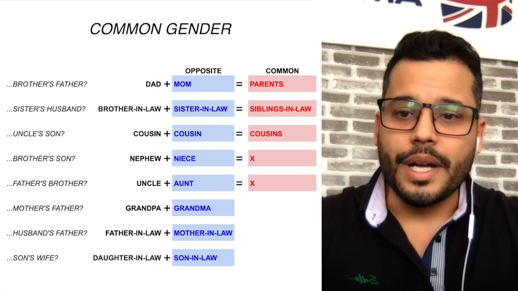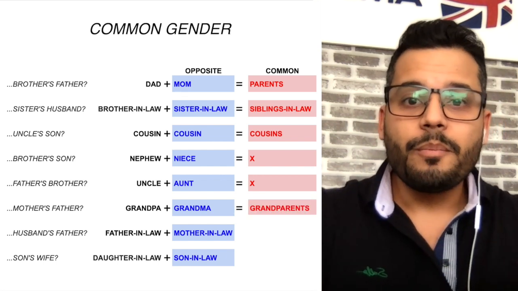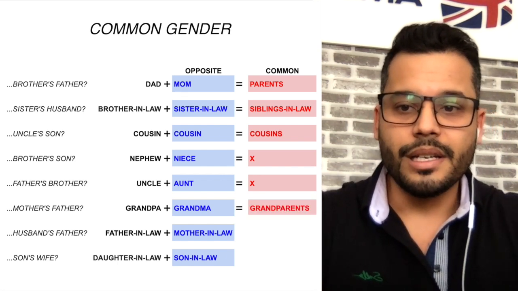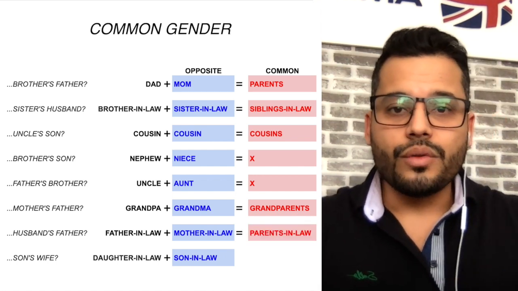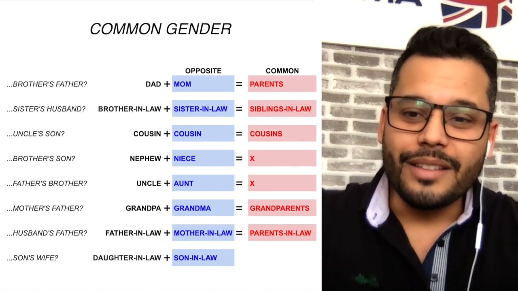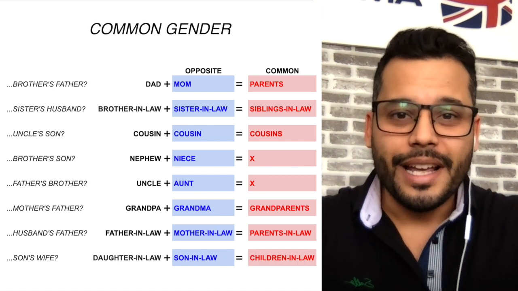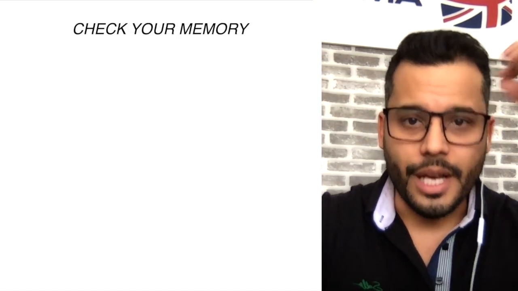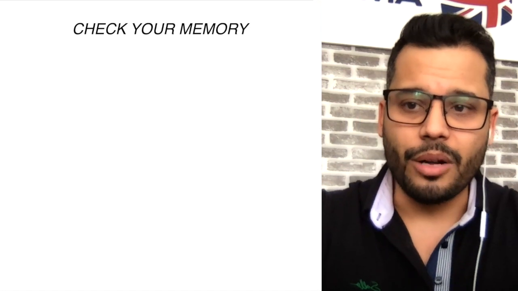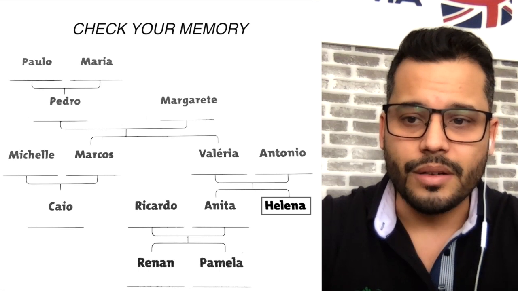We have the next one, grandpa in combination with grandma equals grandparents. Okay, repeat, grandparents. We have the next, father-in-law plus mother-in-law equals parents-in-law. Daughter-in-law in combination with son-in-law is children-in-law. Easy, that's really simple. Now let's check your memory and see if you memorized the vocabulary about the family tree. Beside here, we have Elena's family tree, as you guys know it.